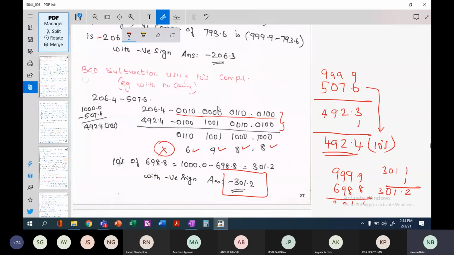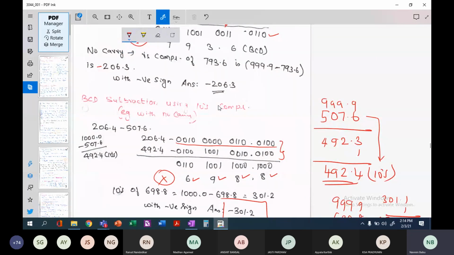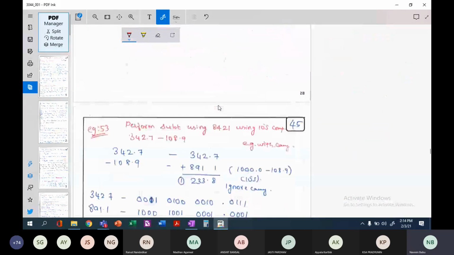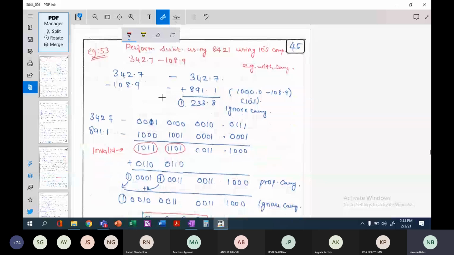Okay. Now let's perform with carry one. The last example. You know that this result will be a positive number. Why? Because 342.7 is greater than 108.9. We will take the tens complement of 108.9. So 108.9's tens complement is 891.1. When you add these two things, you get a carry. So you will have to ignore this particular carry in tens complement.